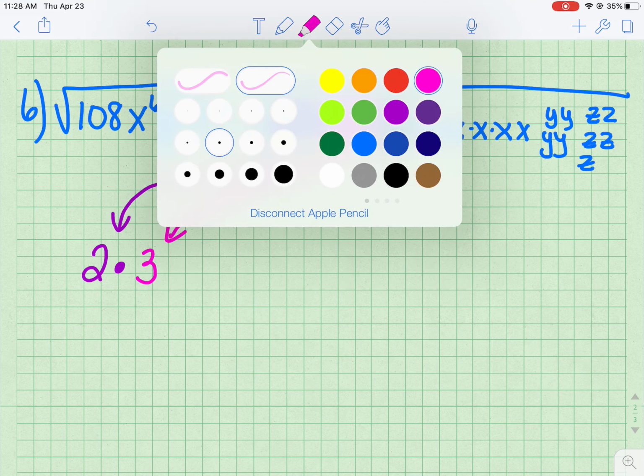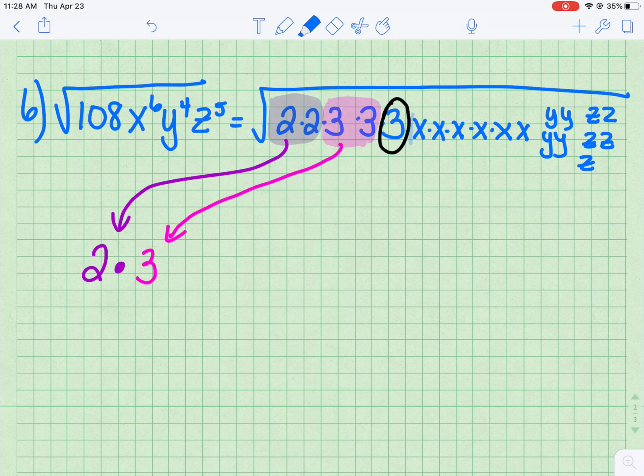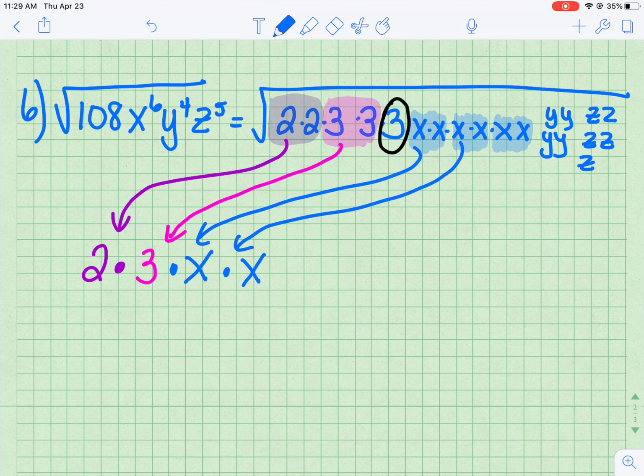Then I'm going to go to my x's and see what I can bring out. Well, I have one set of x's and another set of x's and a third set of x's. So I'm going to be bringing out 3 x's altogether. So 1, 2, and here's my third one, 3.